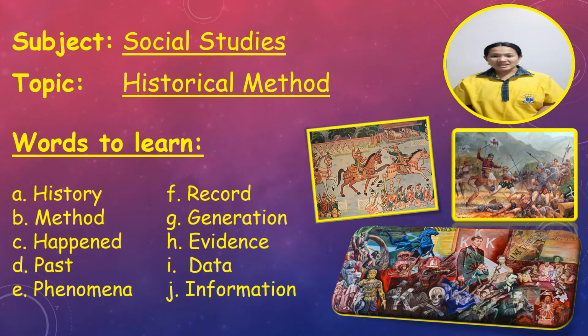Letter A, history. Letter B, method. Letter C, happened. Letter D, past. Letter E, phenomena. Letter F, record. Letter G, generation. Letter H, evidence. Letter I, data. Letter J, information.